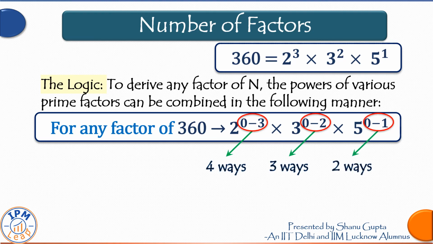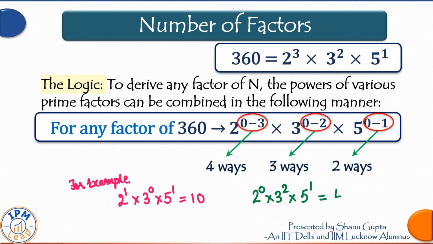For example, if we write 2 raised to the power of 1 into 3 raised to the power of 0 into 5 raised to the power of 1, do we get a factor? Yes, we get the number 10. If we write 2 raised to the power of 0 into 3 raised to the power of 2 into 5 raised to the power of 1, do we get a factor? Yes, we get the number 45, which is indeed a factor of 360.